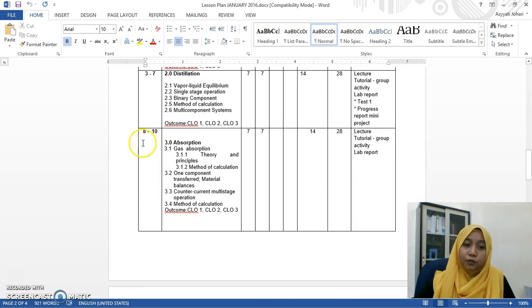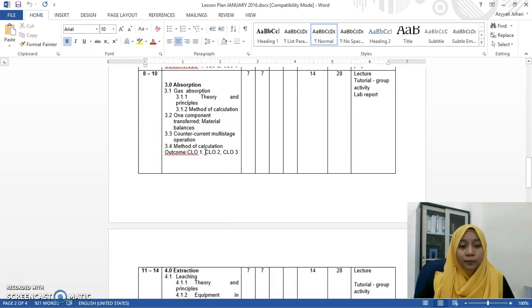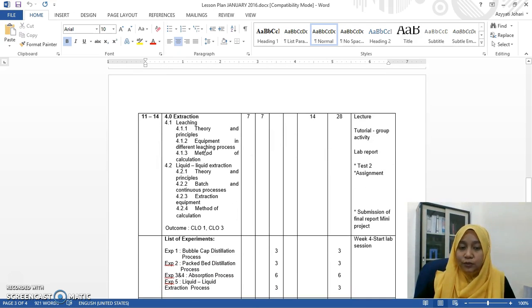Next chapter, which is in week 8 until week 10, okay, you will learn about the absorption process. So some of the theory of the absorption process, and also you will learn about designing two types of absorption process, which is plate absorption process and packed absorption process, and also how to calculate the number of stages included in the absorption process, okay, such as calculating the height of the absorption column and many more.